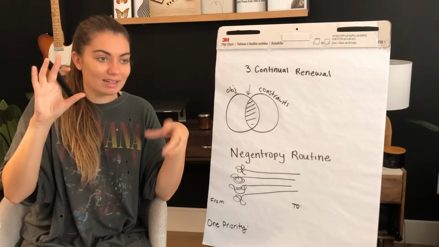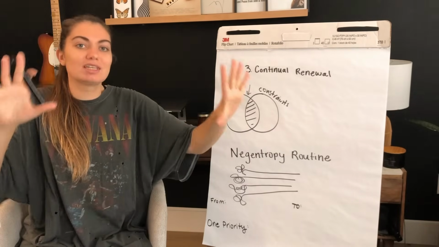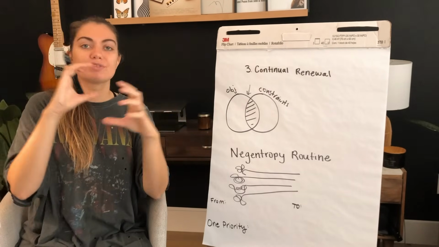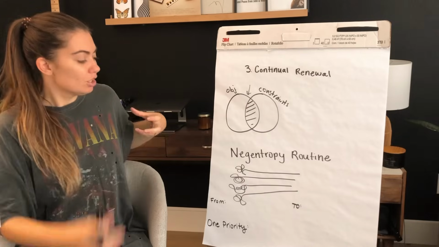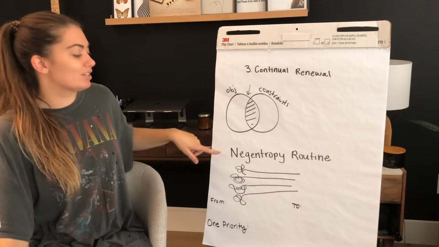We need the optimism and some of that pessimism to get into reality. So we want to have more and more of this come into alignment, more of the objectives coming into the real world of constraints. So what we need is what I would call a negentropy routine.